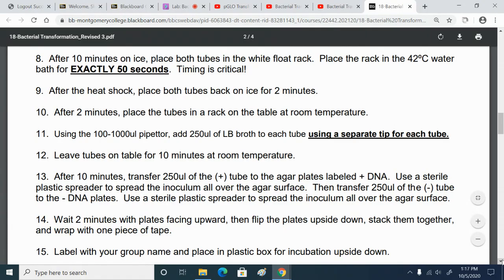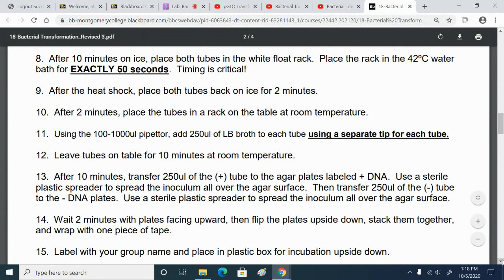And then you would spread your solution all over the surface of the agar plate. You would add the contents of the plus tube to the plus plates and from the minus tube to the minus plates. And then we incubate them for 24 to 48 hours and examine the results.